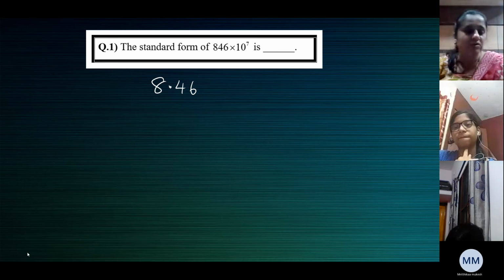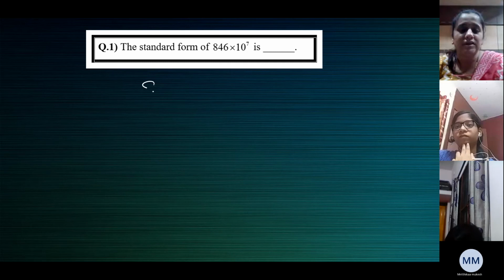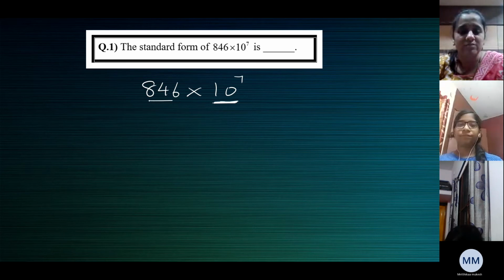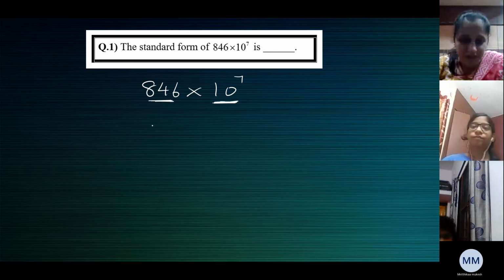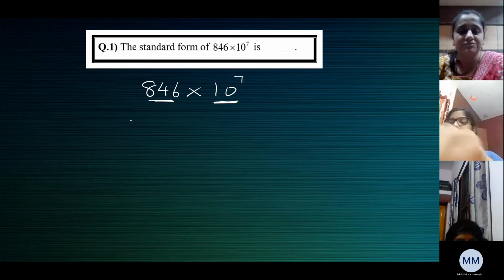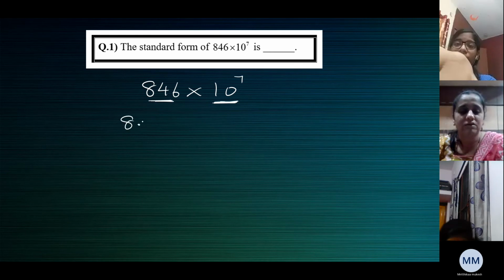You're not wrong, but your answer is right, Swati. 846 into 10 to the power 7. Let us not disturb 10 to the power 7. Let's deal with only this number 846. Write 846 in the standard form. How do we write 846 in the standard form? 8.46 into 10 to the power 2.